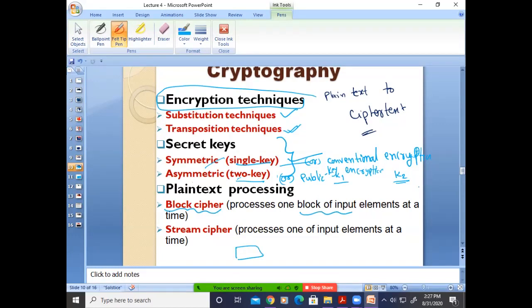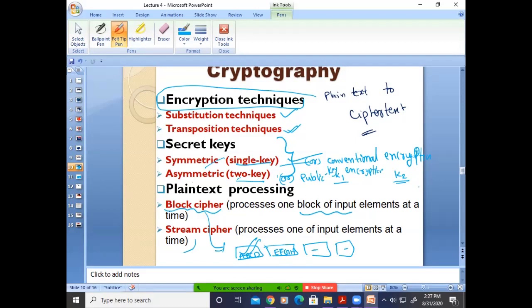Suppose different blocks are available. Each block will be processed at a time. That is a block of input elements, maybe some A, B, C, D, etc. This is one block and so on. This is a block cipher.